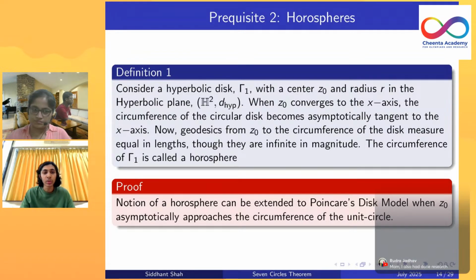The second prerequisite which I would like to talk about, which is very important, is that of horospheres. The notion of horospheres is that whenever we have a hyperbolic disk gamma one with the center z naught and the radius r in the hyperbolic plane, when z naught converges to the x-axis, the circular disk becomes asymptotically tangent to the x-axis. At that time we see that they have infinite magnitude, and the circumference of this entire circle is known as a horosphere. I have also represented it diagrammatically in the next slide.